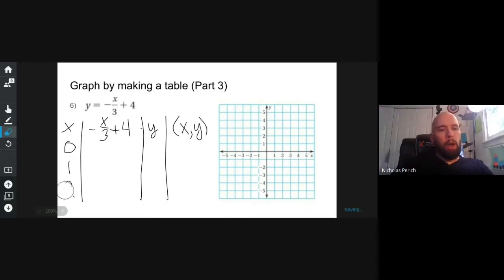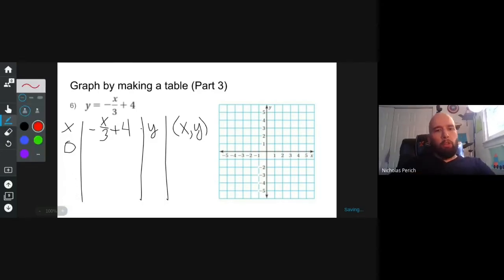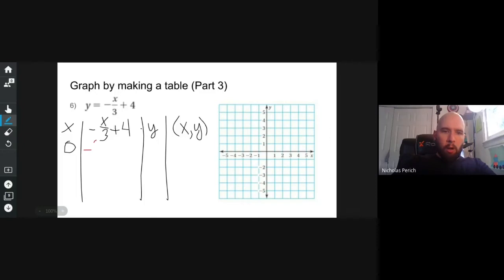Actually, I take it back. I don't like those points anymore, and you'll see why. Let's start out with 0. If I plug in 0, it's going to look like negative 0 divided by 3 plus 4. Negative 0 divided by 3 is 0, and 0 plus 4 is 4. If x is 0 and y is 4, I get the point 0, 4.